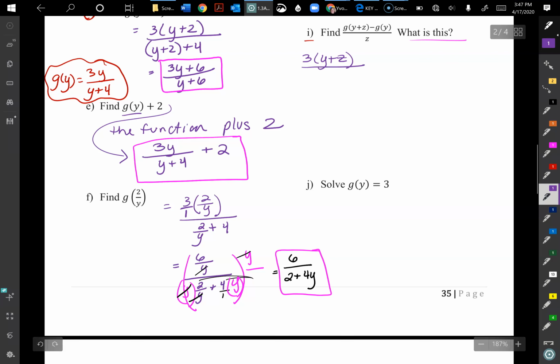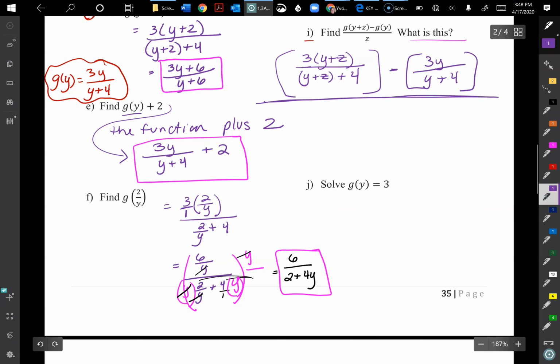y plus 4. So y plus 4 is over here, but instead of y, I'm putting in y plus z, then plus my 4. Okay, so that's a little tricky to remember. And then I'm going to put this in brackets so I keep track of it, and subtract my function, just g of y, which is 3y, all divided by y plus 4. And then the whole thing is divided by z.